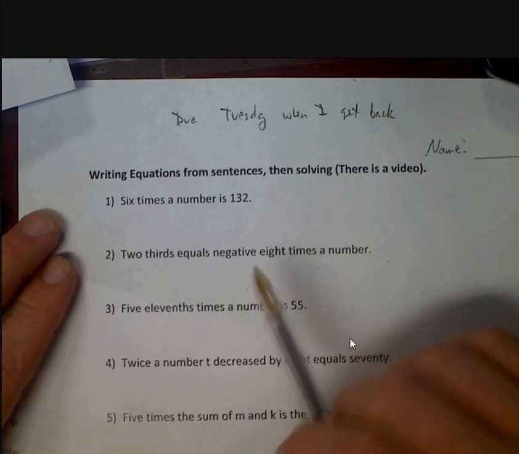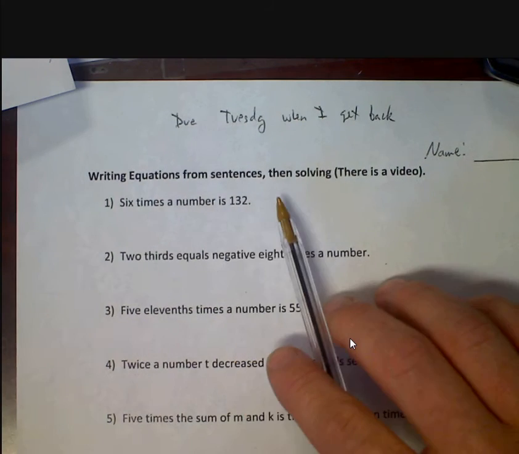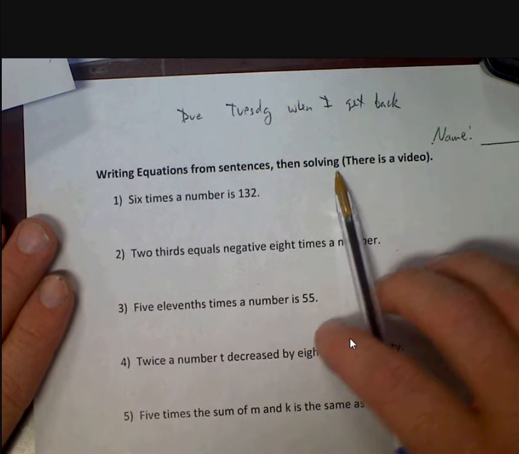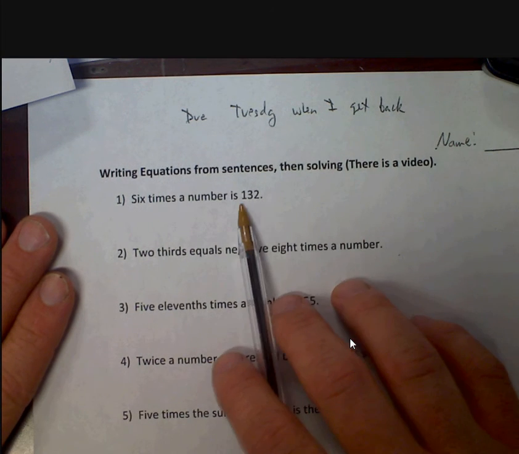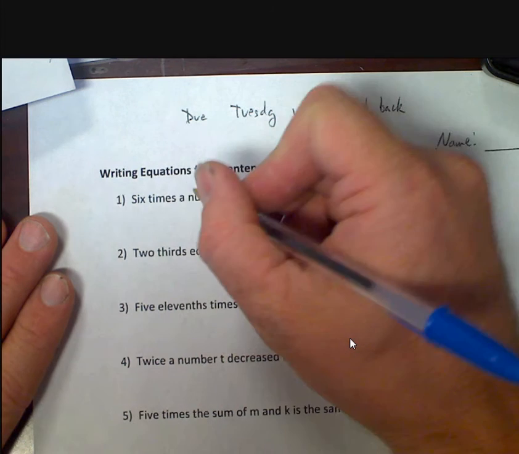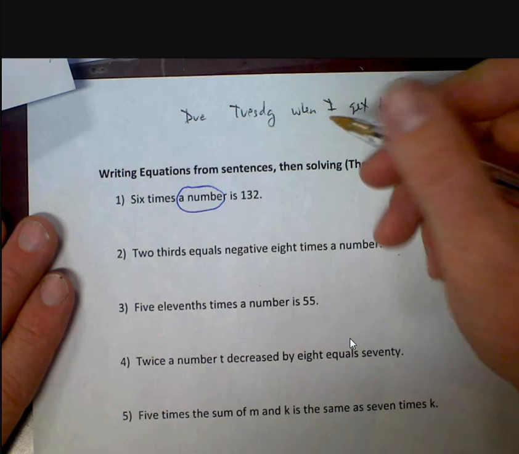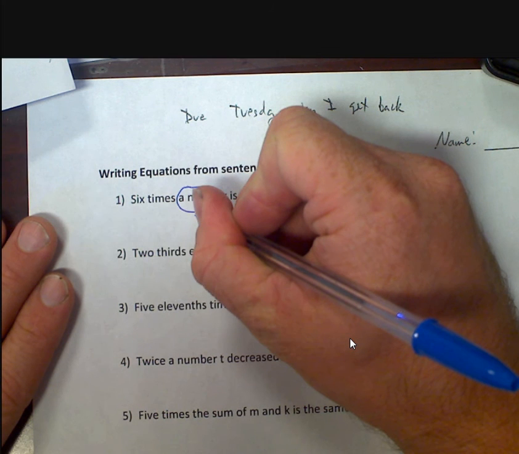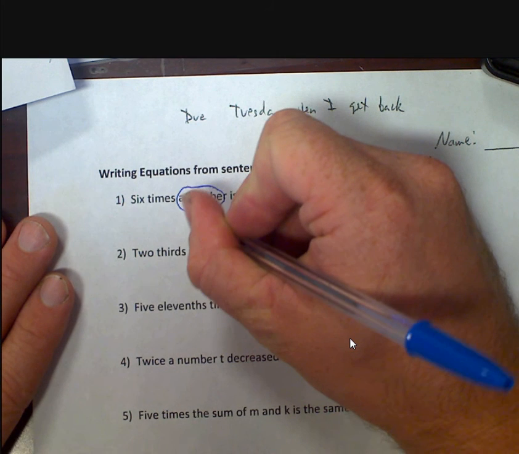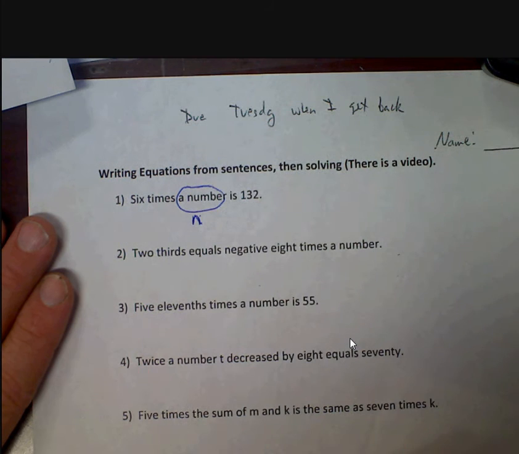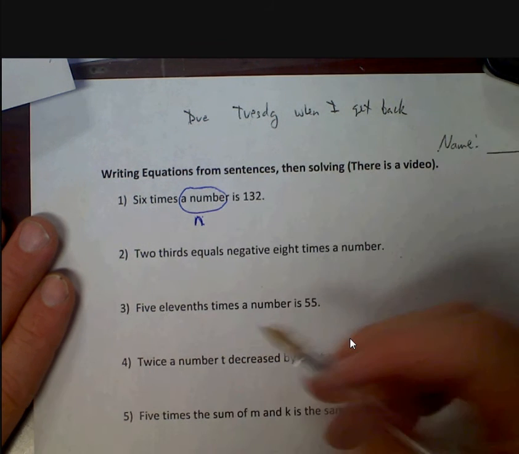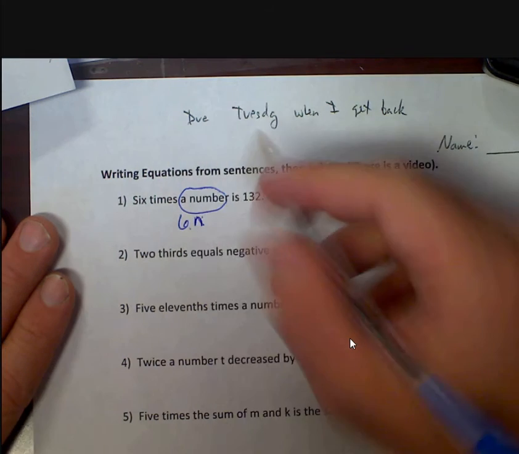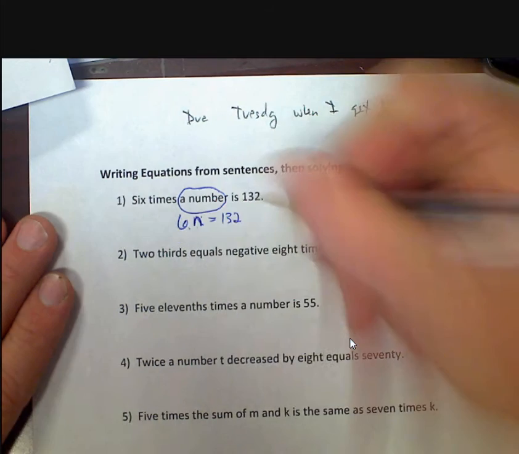Okay, we are on writing equations from sentences, then solving. Here we go. 6 times a number is 132. A number represents a variable because it is an unknown. So let's go ahead and put, let's say n. If it says a number, I'm going to use the letter n. You could use x, you could use anything. So 6 times n, so 6n is 132.